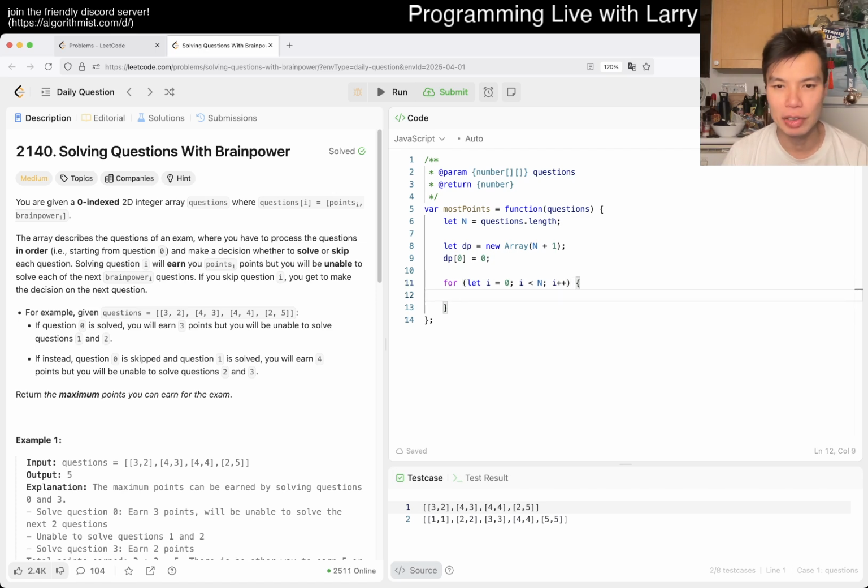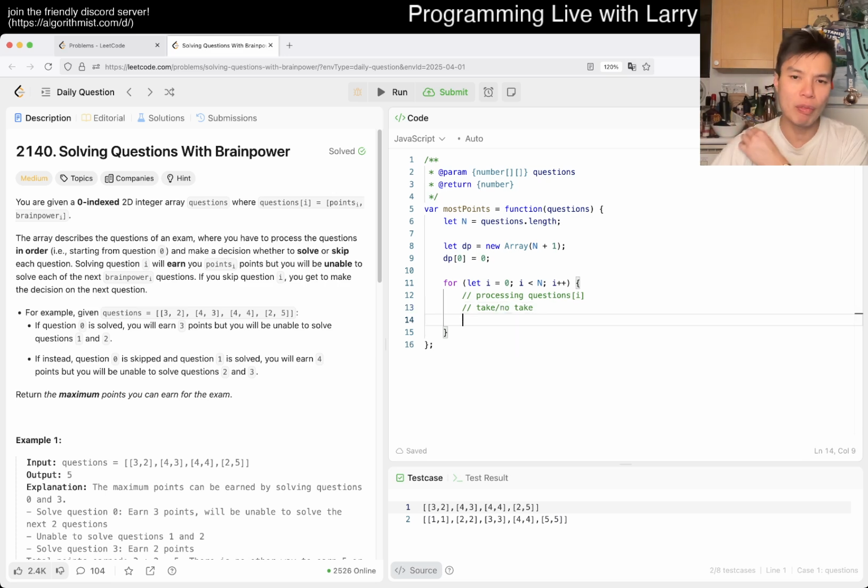Okay, and now we say, okay, here we do a take-no-take thing. So now we're processing questions of i, right? And again, this is going to be take-no-take. And like I said, there are a couple of ways you can write this, especially for this particular problem, because actually, no, let me take that back.